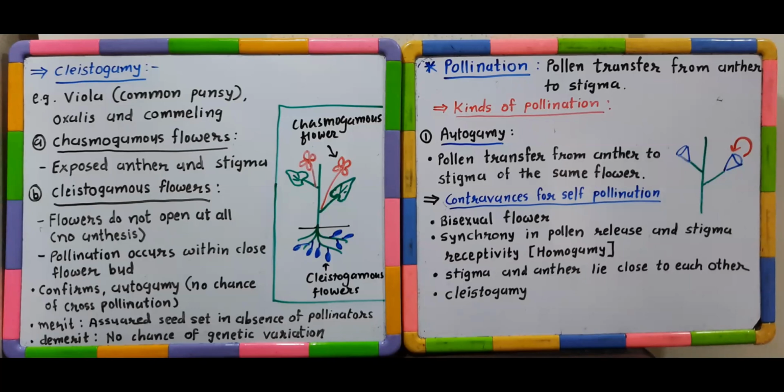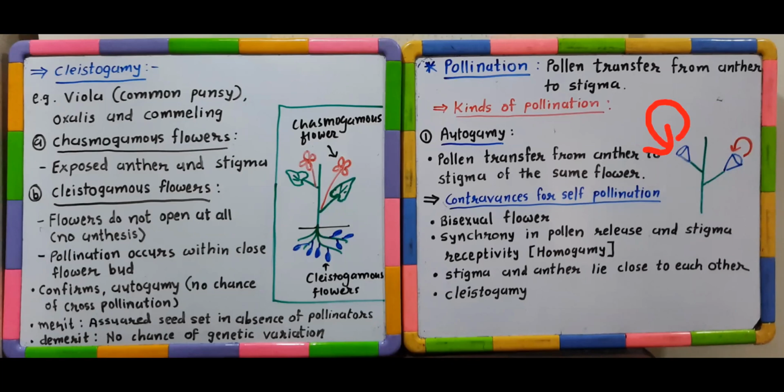First one, we talk about autogamy. In simple terms, it is pollination in the same flower. As you see, if pollen grains are transferred from the anther to the stigma within the same flower, then it is termed autogamy. Transfer of pollen from the anther to the stigma of the same flower. The anther is also in the same flower. The stigma is also in the same flower.